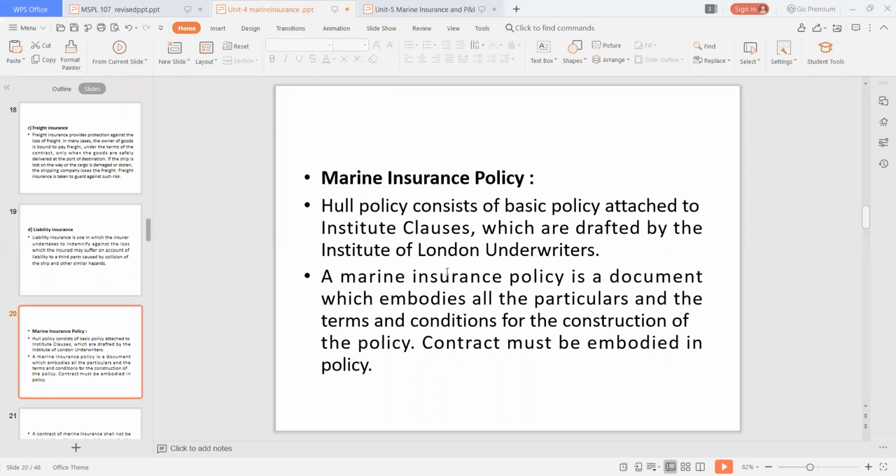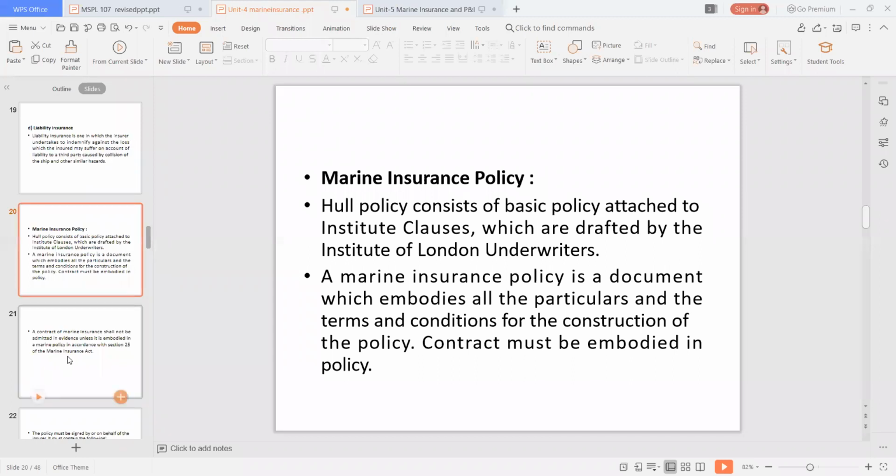So contract should focus on this marine insurance policy. So all the particulars, terms and conditions, if you purchase the insurance also, all the things will be mentioned there. The same thing also happens here. So drafted by the Institute of London Underwriters, institute clauses.